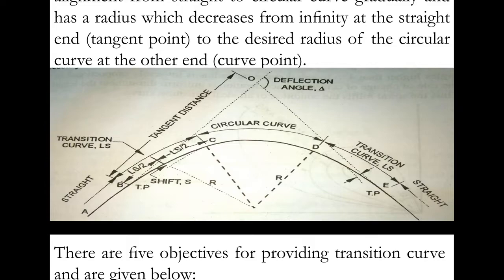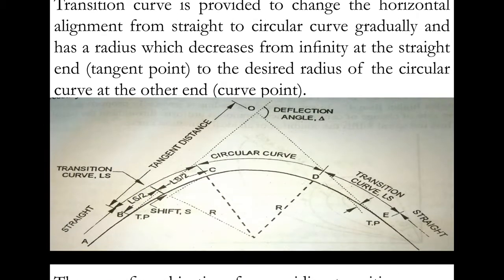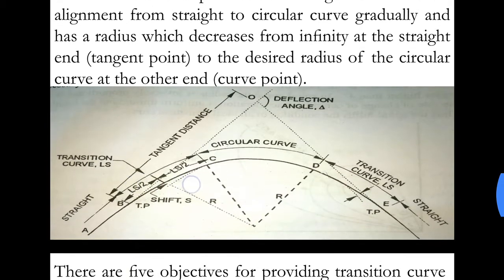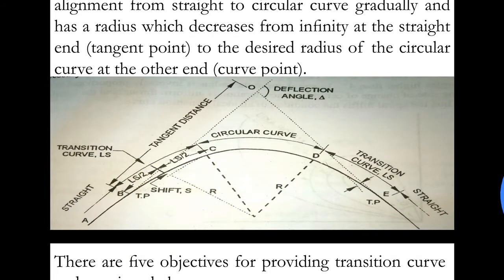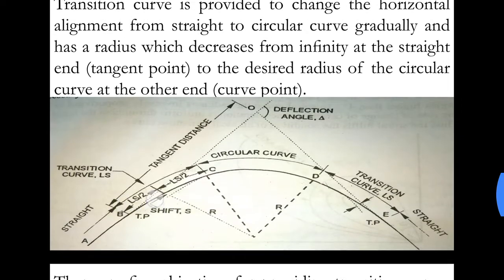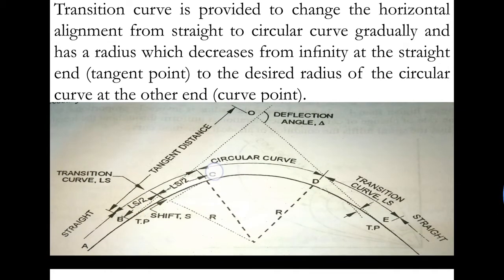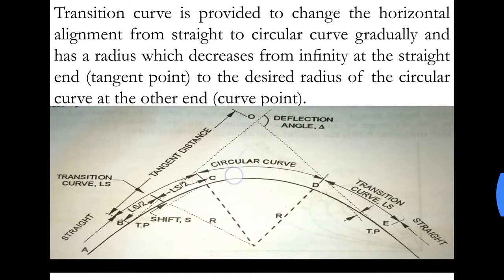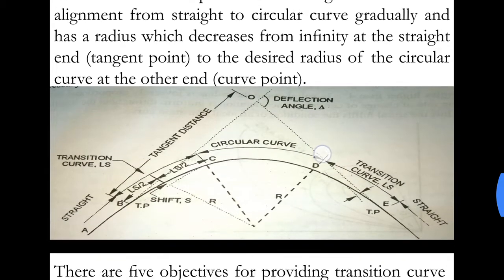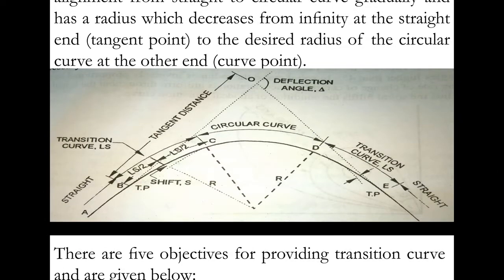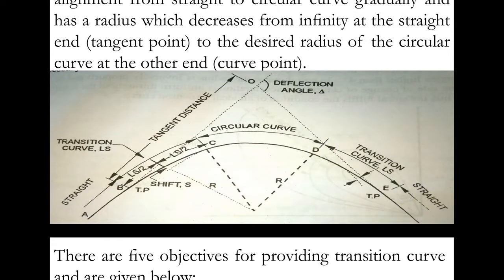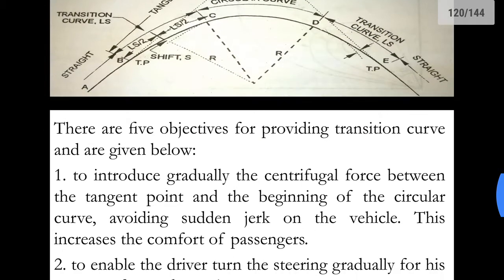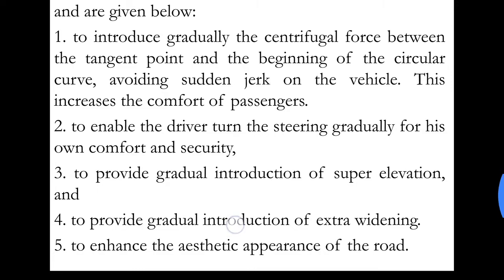Hence we provide a transition curve, and with the help of the transition curve we slowly provide the super elevation. We increase it gradually from point B to point C, and at point C there is fully attained super elevation. From point C to point D there would be full super elevation as per design, and later on from point D to point E it will again reduce. So the transition curves help us in providing super elevation.